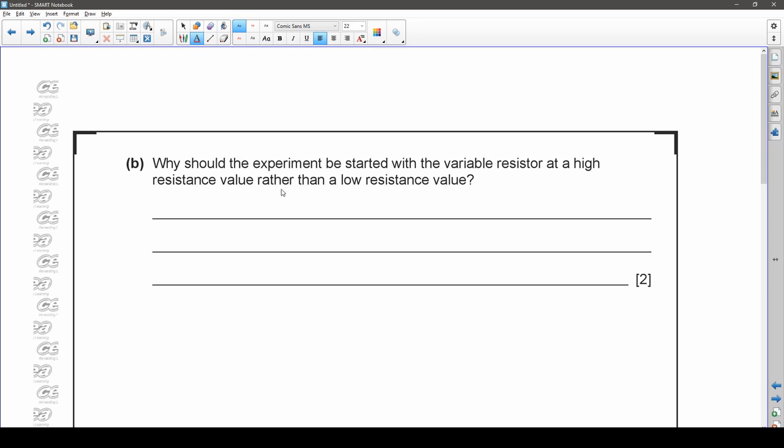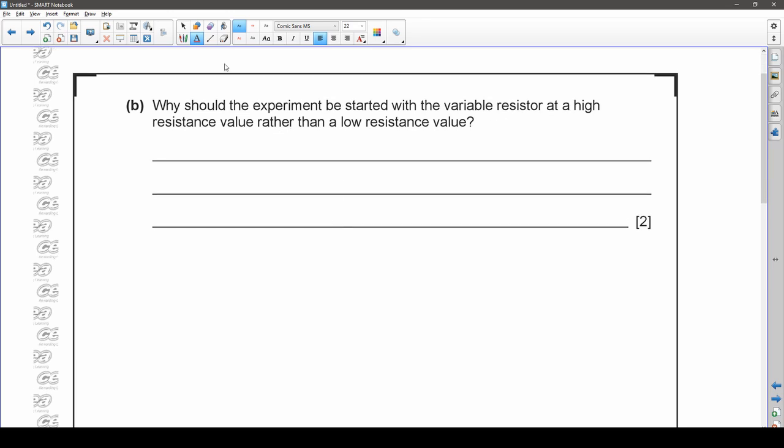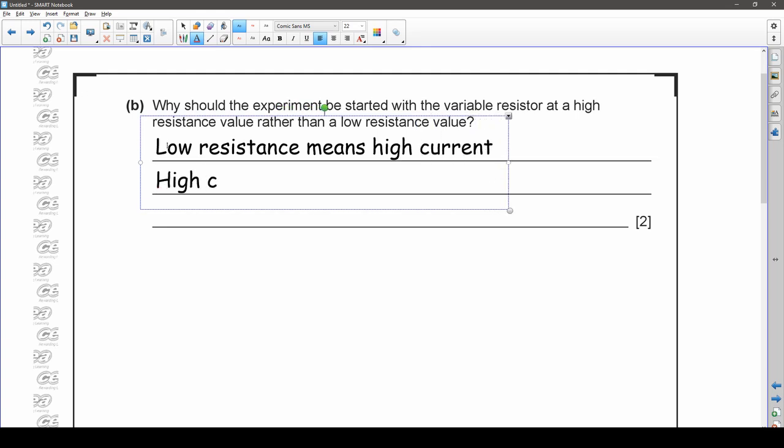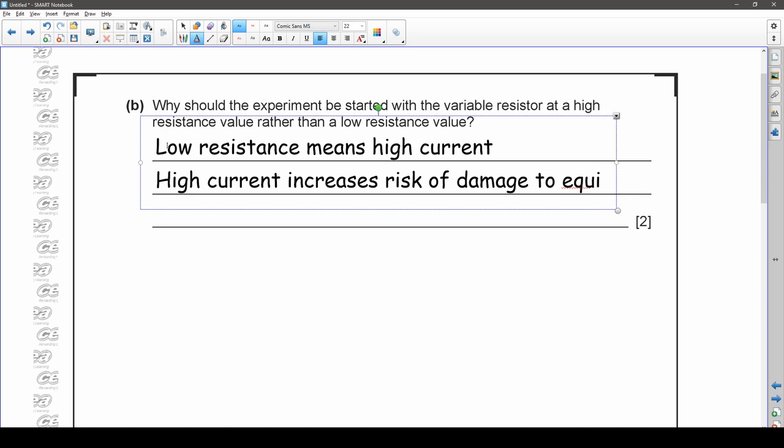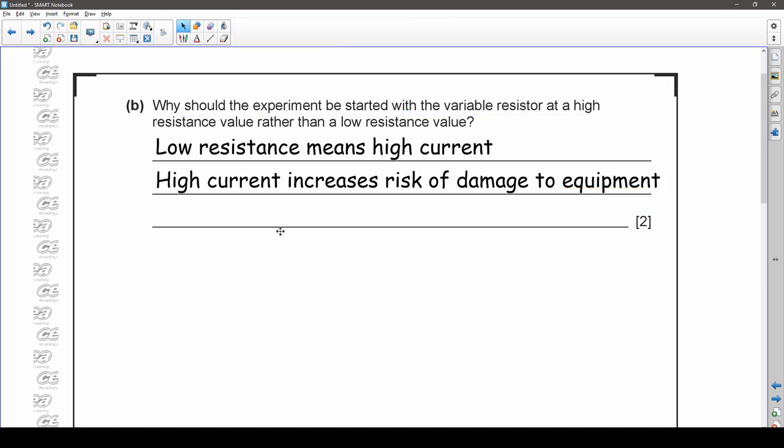Okay, why should the experiment start with a variable resistor at a high resistance value rather than a low resistance value? Immediately we're thinking low resistance, high current. High current means you damage stuff, you break stuff, you burn stuff out. So low resistance means high current, and high current increases risk of damage to equipment. Remember, the experimental setup here is just a variable resistor and a power pack. If you've got no resistance in that, you've essentially got a short circuit. You're just going to melt the wire. So we want to start with a high resistance and move our way down.